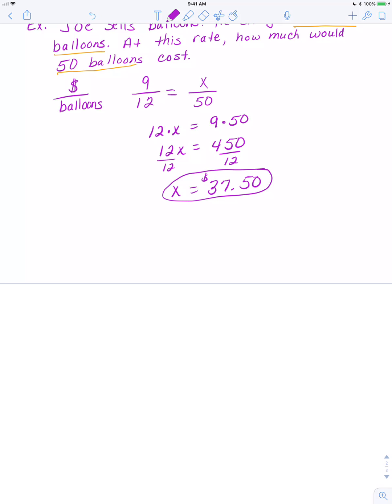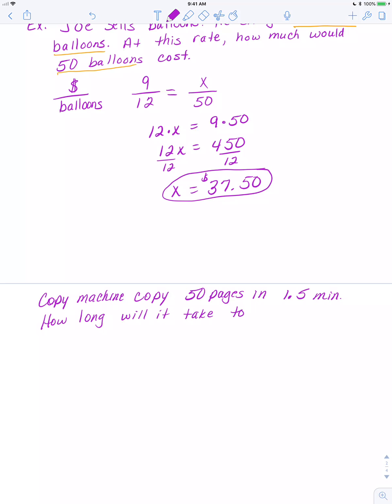We'll try one more example real quick. Okay, so let's just say a copy machine can copy 50 pages in 1.5 minutes. Okay, how long will it take to copy 90 pages?